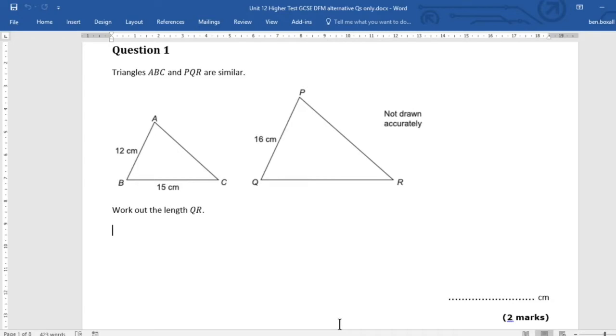So here we go. Question 1. We've got two similar triangles, and we've got a pair of corresponding lengths, 12 centimeters and 16 centimeters. We've got to get the length QR. You're probably all fine with this question, it's quite straightforward.